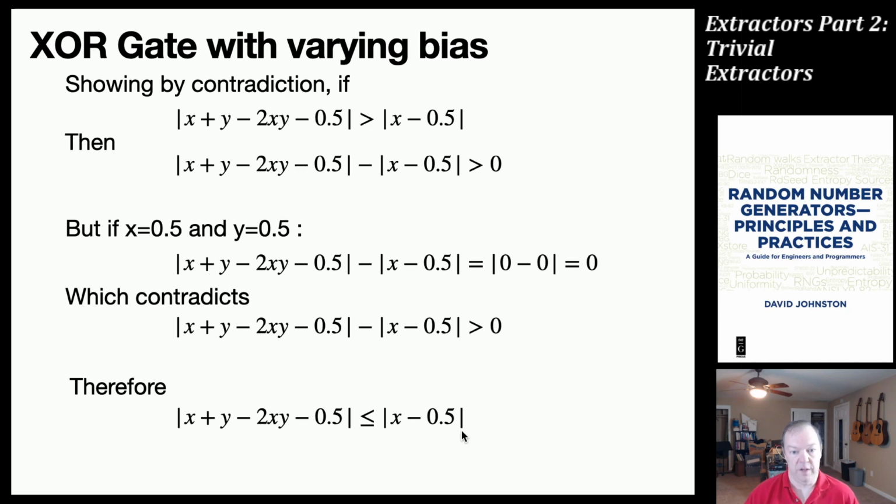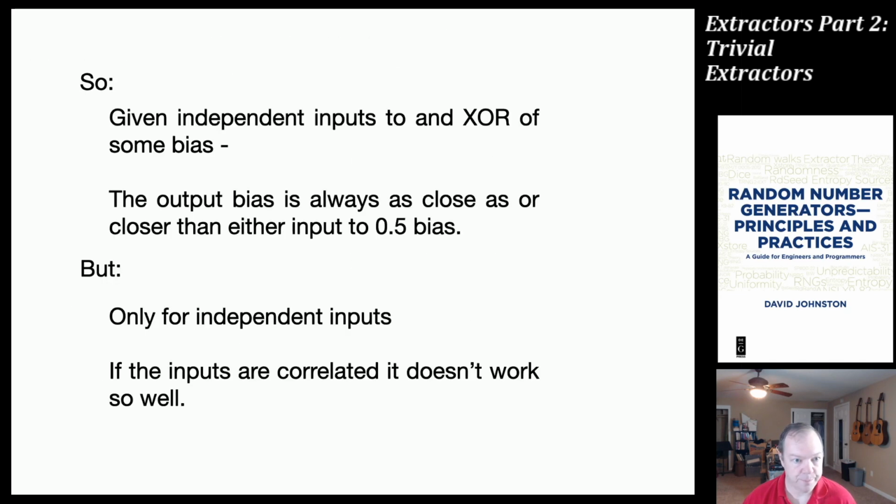So that's nice. We were looking originally at the bias being the same on both pins, but it doesn't matter. The bias can be different on both pins. If one of the inputs has full entropy, if one of the inputs is 0.5 and the inputs are independent, then the output bias will be 0.5 because it can't get any better than that. But any bit of bias on either input will improve at the output.